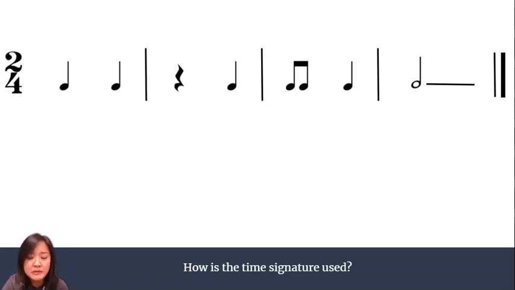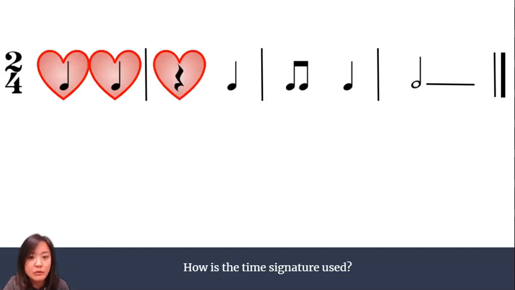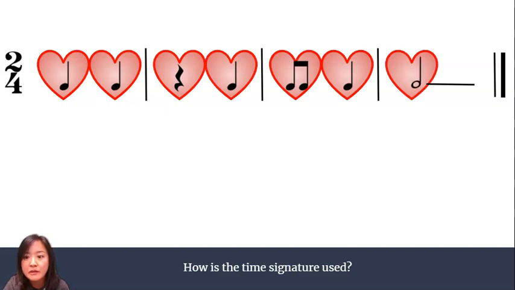Now what I want you to do is count with me the beats per measure. You're going to see hearts appear. Count with the hearts. Ready? 1, 2, 1, 2, 1, 2, 1, 2. And so this is showing us there are 2 beats per measure.